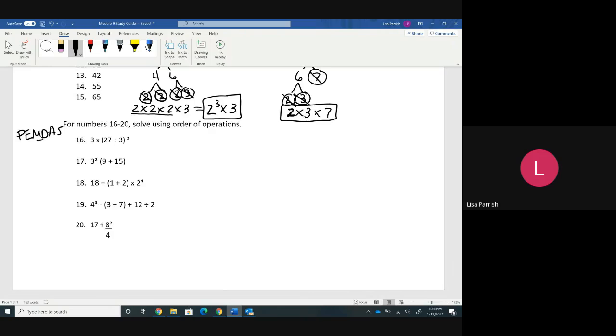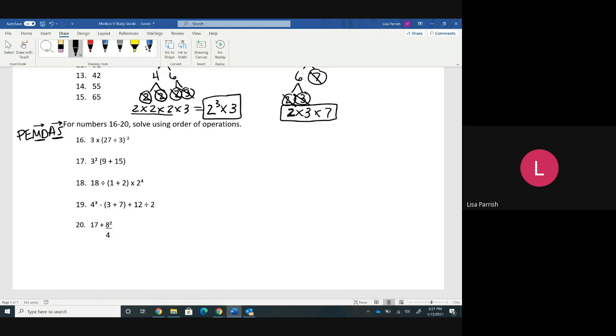Remember, when you do get to multiplication and division, you look for both of them, and if they're both in the problem, you work them in order from left to right. Once you've completed all of those, you should be down to addition and subtraction. Okay, they're kind of like multiplication and division. You look for both of them together. If they're both in the problem, you work them in order from left to right, whichever comes first.